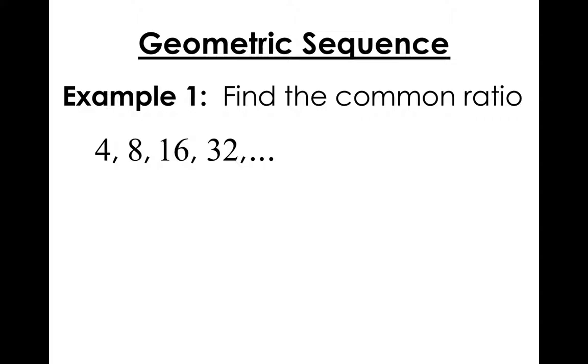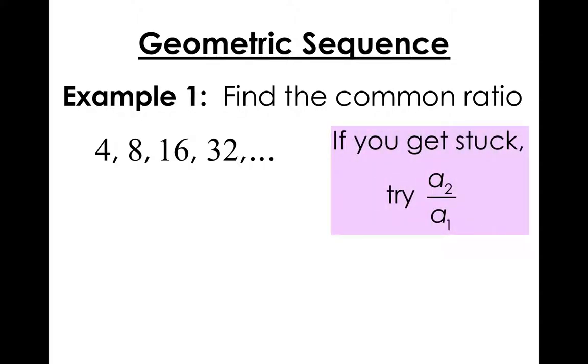First one says find the common ratio for 8, 16, 32. So when we're trying to find the common ratio of a geometric sequence, what we do is we take the next term and divide it by the previous term. So for example, if we think that this is a geometric sequence, meaning are we multiplying or dividing by the same amount every time, then we can take this a sub 2 term, which in this case is 8, and divide it by 4. Well, we know that 8 divided by 4 gives us a common ratio of 2.